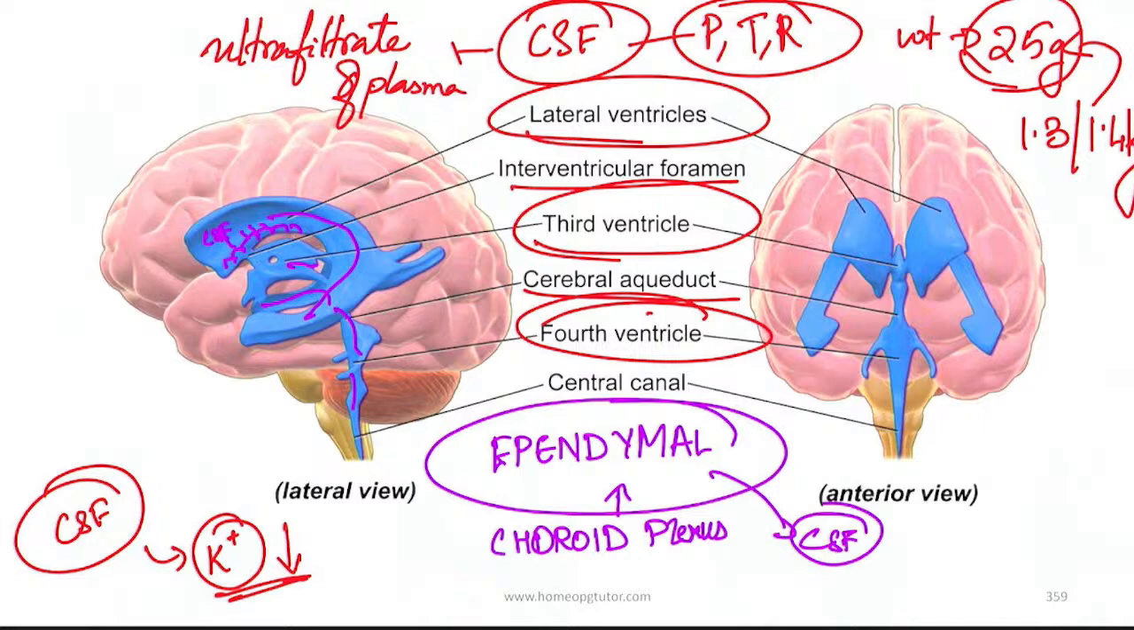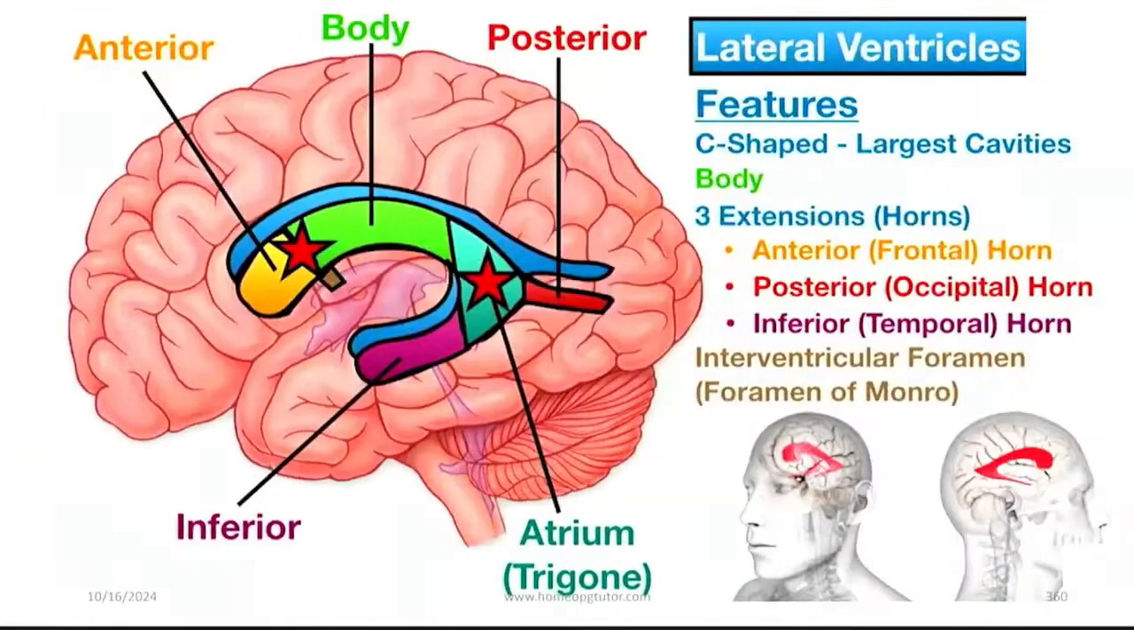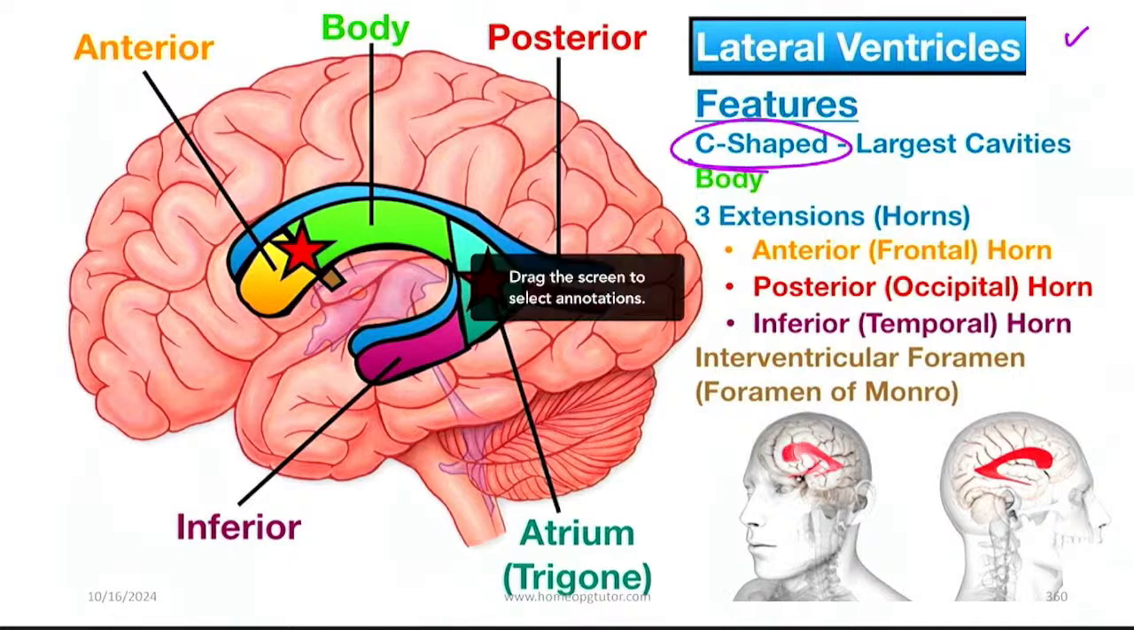Now the circulation. Remember there are four ventricles: two lateral ventricles, right and left, one third ventricle and one fourth ventricle. So totally four ventricles are there. Now moving on to each ventricle. First the lateral ventricle. Remember it is a C-shaped structure.